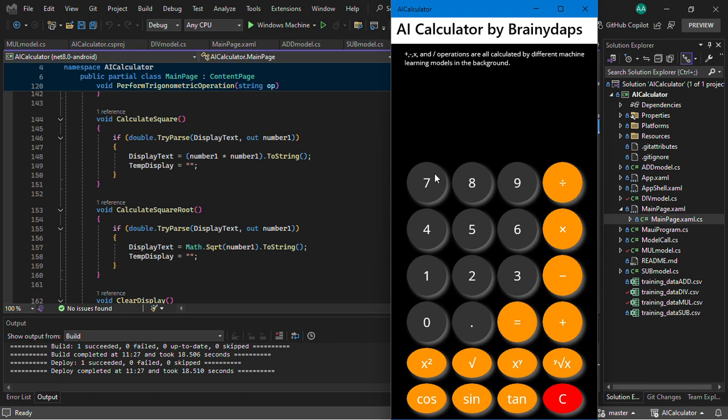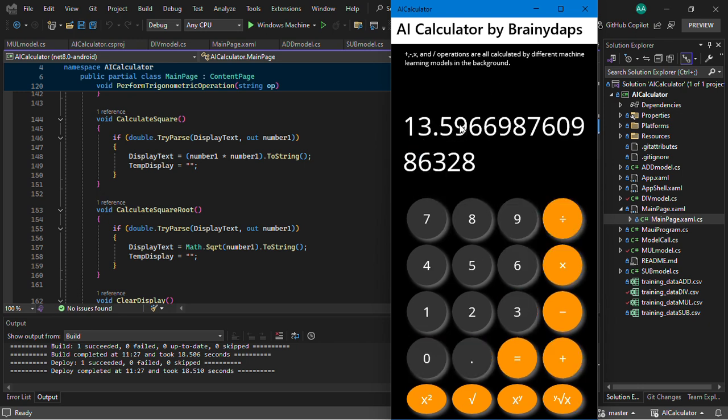Now let's try multiplication. Let's try 3 times 4, that's 12. Now it gave us 13.59. That was the prediction by the AI. I didn't use a mathematical library to code that. It was a prediction made by the AI. Okay, let's try something else.